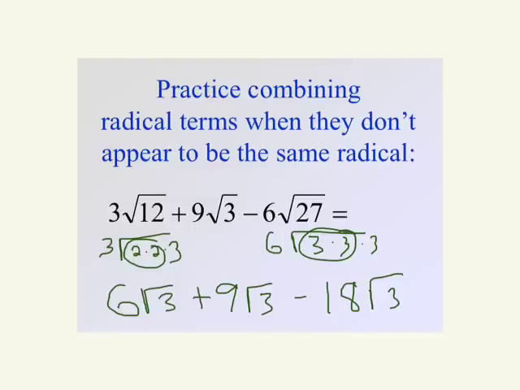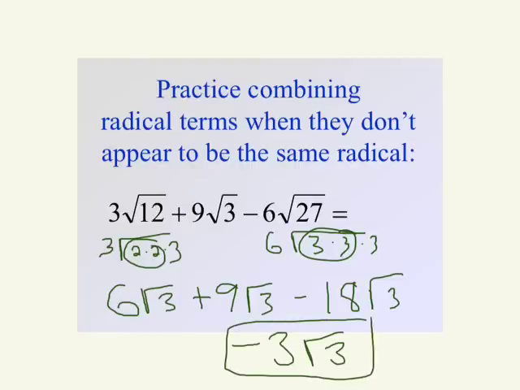Now this can be further simplified here. 6 radical 3 plus 9 radical 3 would be 15 radical 3, and then minus 18 radical 3 would be negative 3 radical 3. So always be on the lookout for like radicals. It may not look like they're like radicals. So before you make the decision that, hey, this can't be simplified, make sure each radical is simplified. Then if it's simplified and you don't have like radicand, you're done. But always make sure it's simplified first before making that decision.